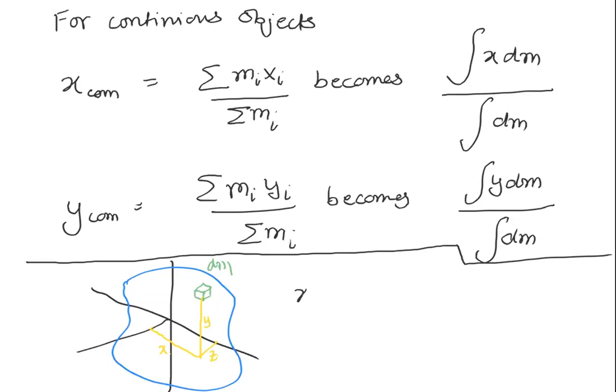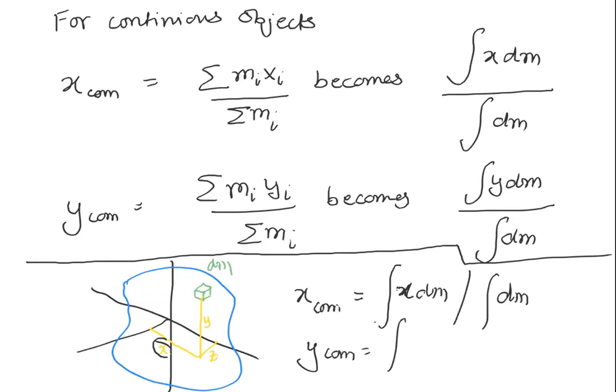So the x coordinate of center of mass will be given by integration of this x coordinate, x into dm, divided by integral dm. The y coordinate of center of mass similarly will be given by integral y dm divided by integral dm.